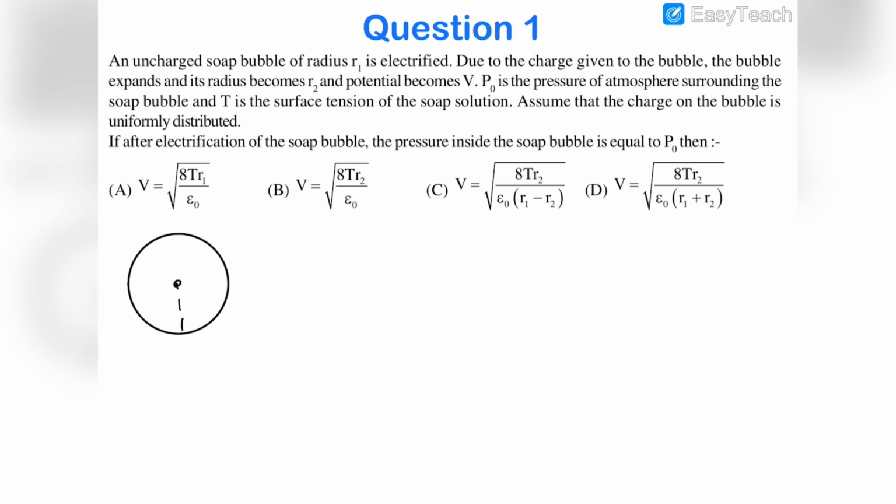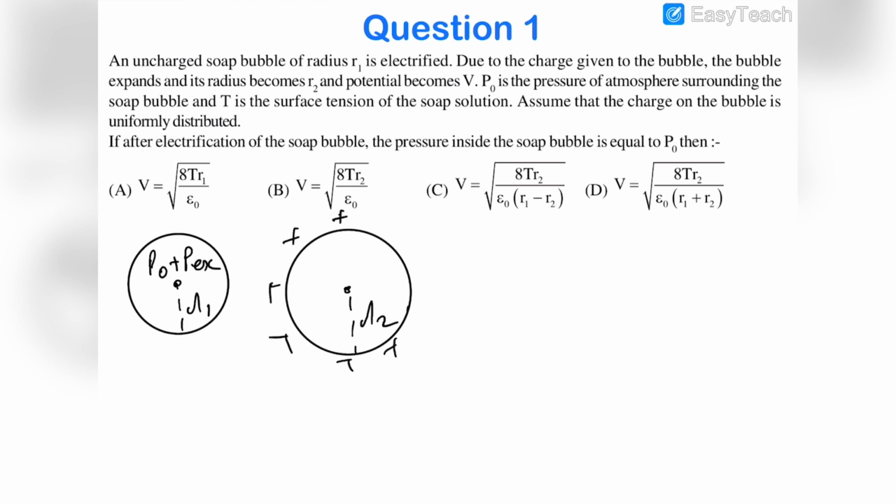If there is a soap bubble whose radius was initially r1 and the pressure inside was P0 plus Pxs. Now finally, when we have electrified the soap bubble, its radius has changed to r2, and due to the electrification the inside pressure has become P0, which means that this electric pressure, which is sigma square by 2 epsilon naught, is being balanced with the surface tension force.